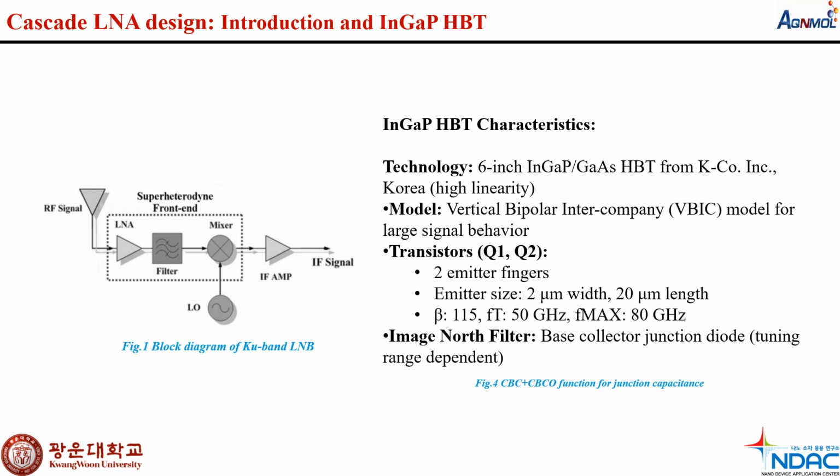On the other hand, the LNA design utilizes indium gallium phosphide or gallium arsenide HBT technology with specific transistor properties. There are some properties here we need to know: two emitter fingers, 2 micrometer emitter width, and 20 micrometer emitter length, and beta equal to 115, and fT would be 50 gigahertz, and fmax would be 80 gigahertz. The base collector injection diode is for filtering and tuning, and this is the overall of the indium gallium phosphide HBT characteristics.